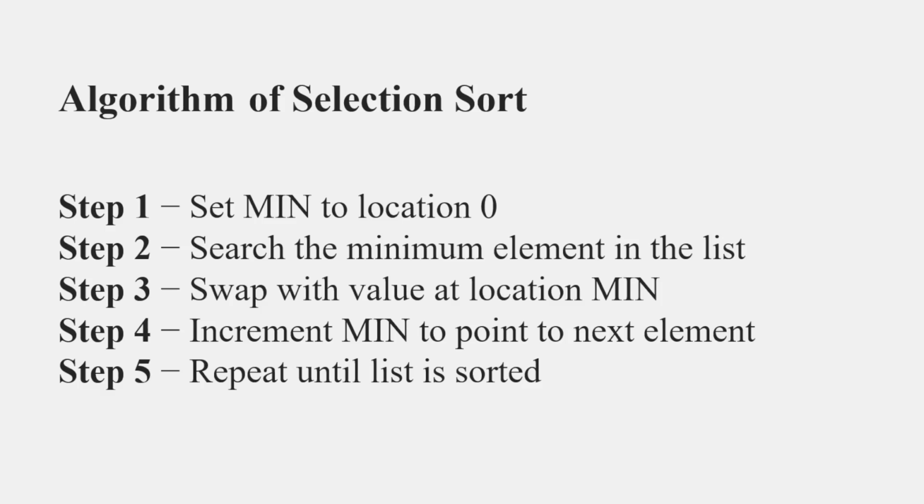So min is already pointing to 0. So we have to interchange the min position element and the minimum element. And next we need to increment the min value to 1. Again we need to find the next minimum element, and swap it with the first position. So this process repeats until the list is sorted. Now we'll see it using an example.